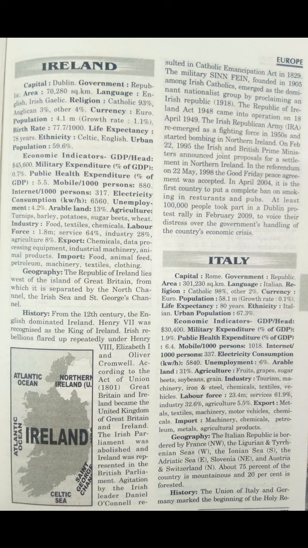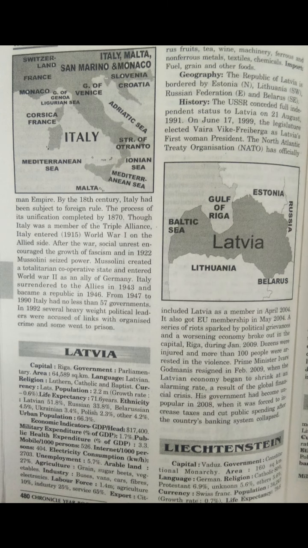About 70% of the country is mountainous and 20% is forested. History. The union of Italy and Germany marked the beginning of the Holy Roman Empire. By the 18th century, Italy had been subject to foreign rule. The process of its unification completed by 1870, though Italy was a member of the Triple Alliance.